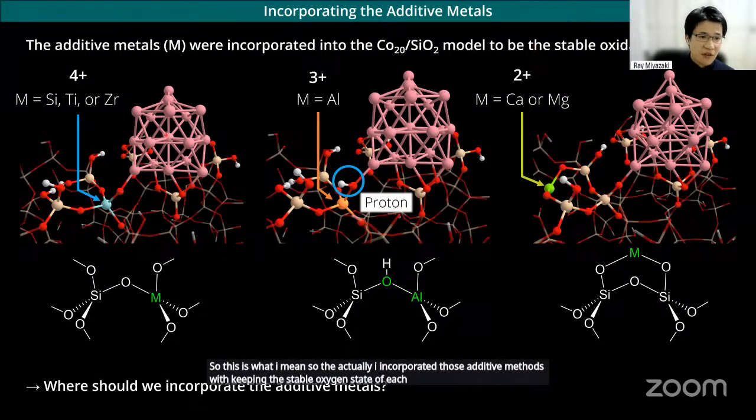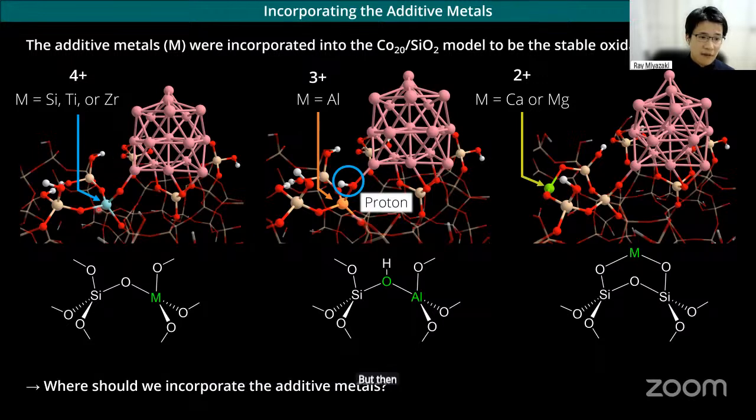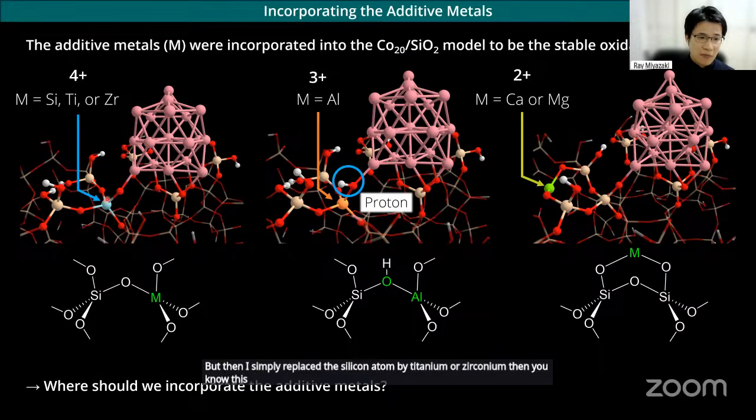For example, here is the original silicon. Titanium or zirconium generally prefer to be in the 4+ oxidation state. So I simply replace the silicon atom with titanium or zirconium. Then this additive metal site interacts with 4 oxygen atoms. That means this additive metal has a formal 4+ oxidation state.